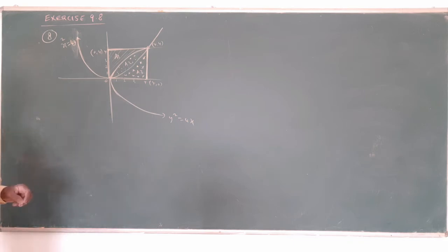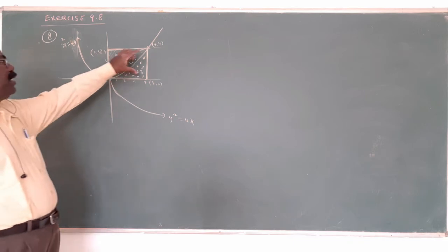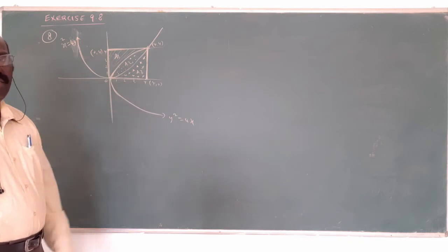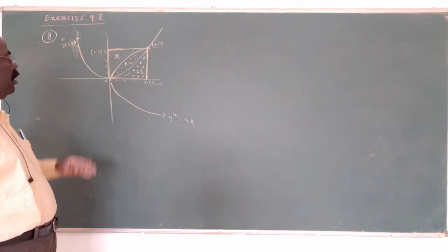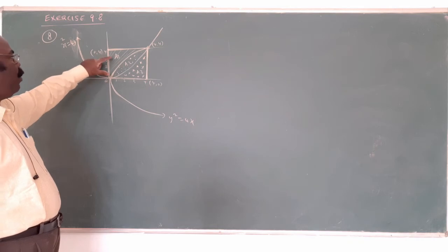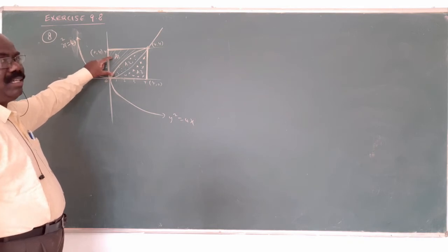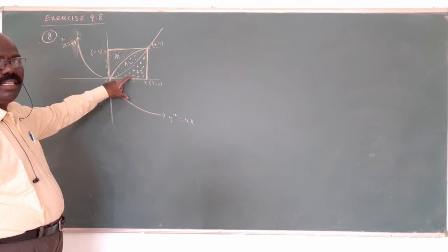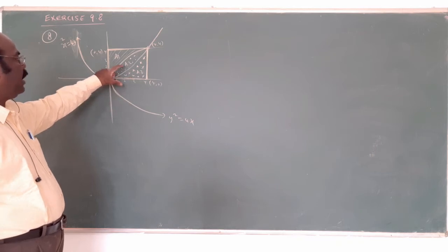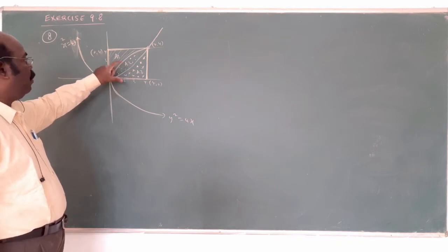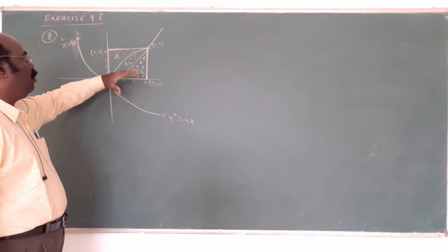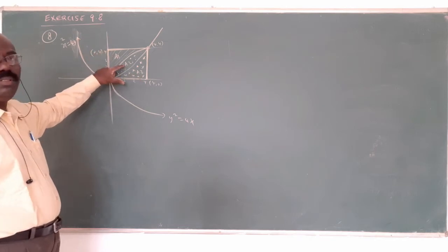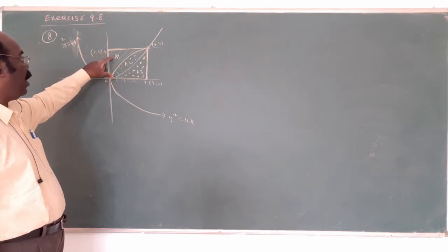First, a very simple concept: find the area of the square, that is 4 into 4. From that, you will find A1 alone, for his wife, and A3 alone, for his son. Here we want A2. From the area of the square, you subtract A1 and A3, and we get A2. A1 is possible quite easily.